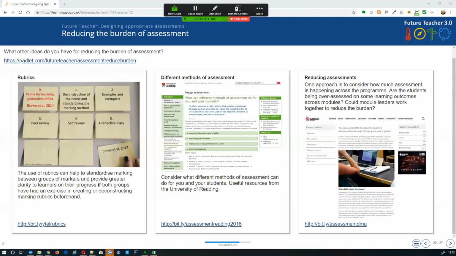So if you have other ideas around reducing the burden of assessment, there's a Padlet link at the top. Please, this is something that obviously is quite close to all our hearts. We don't want to overmark. We don't want to spend all our time marking. Do pop in any ideas, any current practice you're aware of. It'd be lovely to find out what people are already doing.